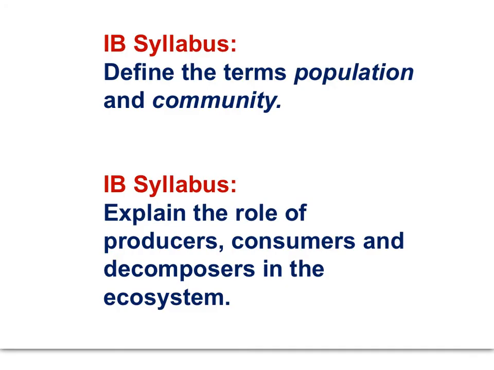Now let's look a little bit more specifically at ecosystems with these two IB syllabus statements. Define the terms population and community, and explain the role of producers, consumers, and decomposers in the ecosystem. A population is a group of organisms of the same species living in the same area at the same time and which are capable of interbreeding. A community is a group of populations of different species living and interacting with each other in a common habitat.